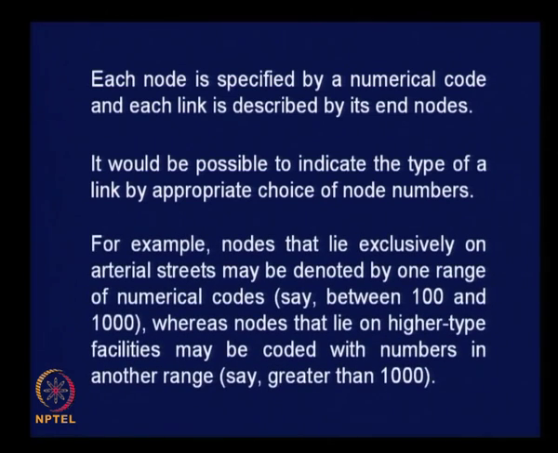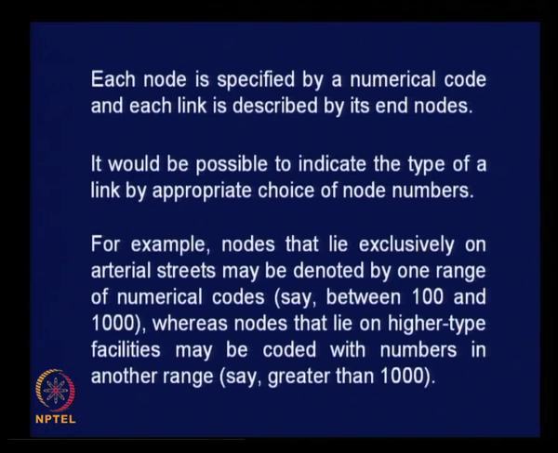For example, nodes that lie exclusively on arterial streets may be denoted by one range of numerical codes, say between 100 and 1000. So whenever we come across node numbers in this range, we will realize that this node pertains to an arterial, right. You fix a range, you know the total number of nodes in an urban area, knowing the total number you can always fix a range, right.